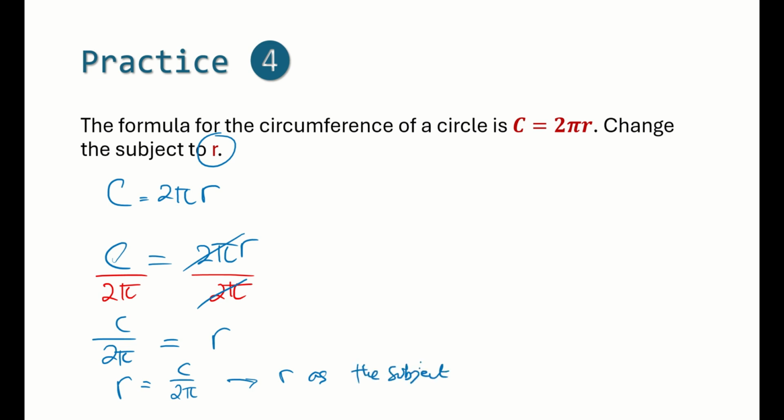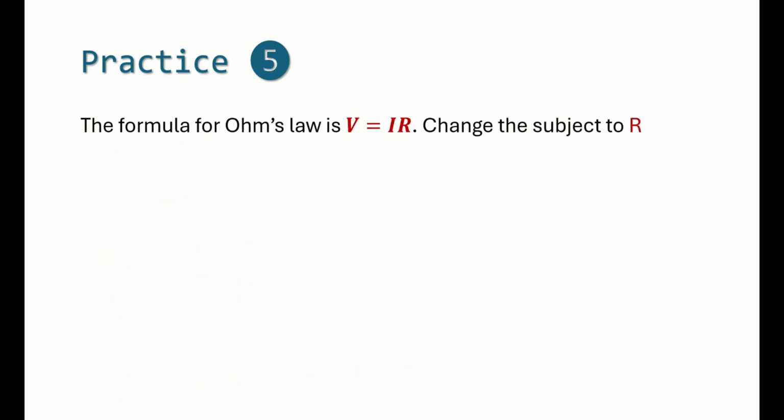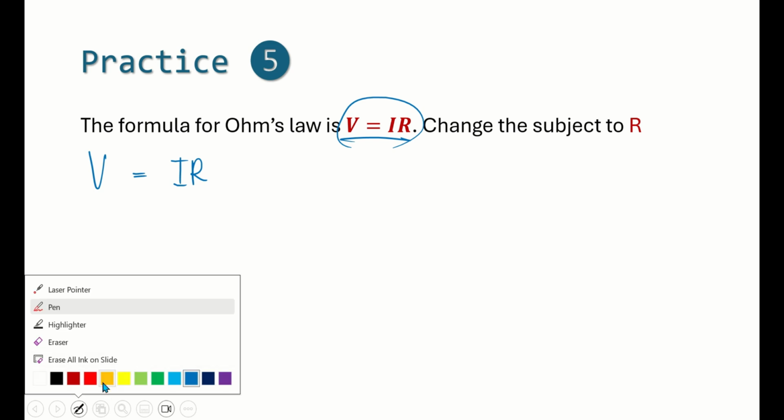Okay, this is example 4. What about this one? V equals I multiplied by R. This is like electricity, voltage equals electric current multiplied by the resistor. So how to change the subject to R? I think you know what to do, right?